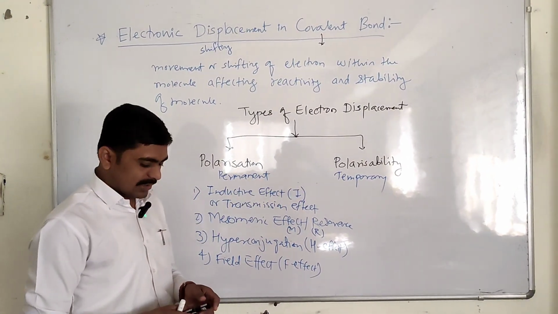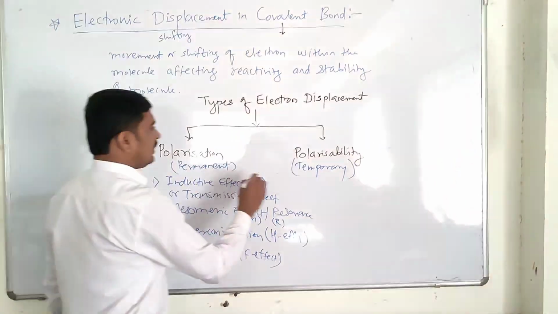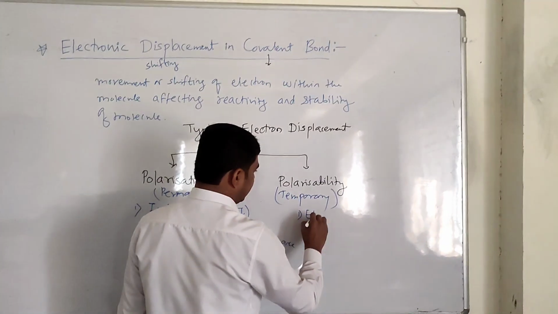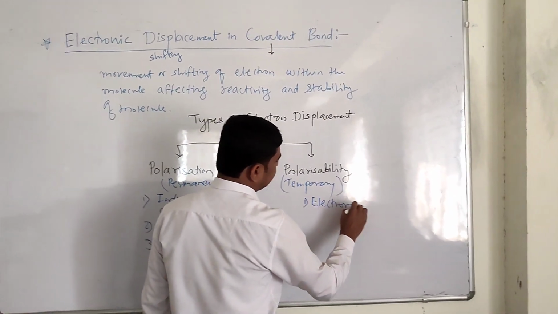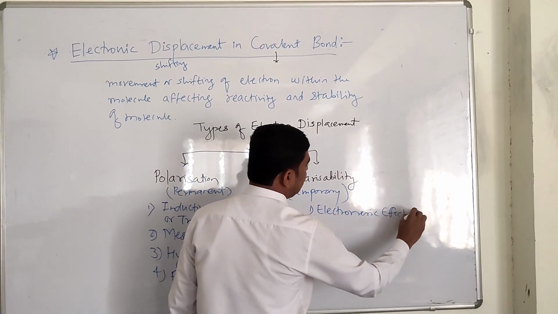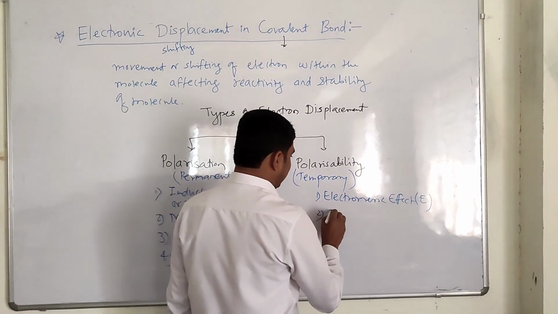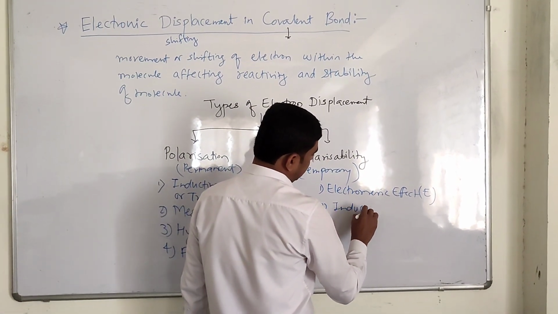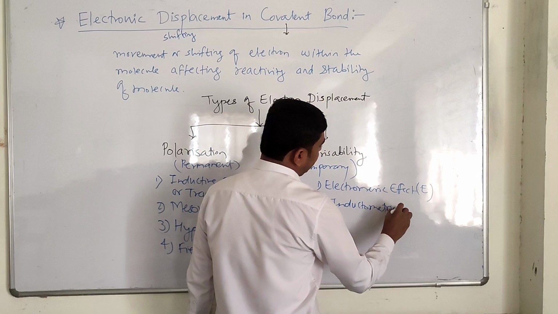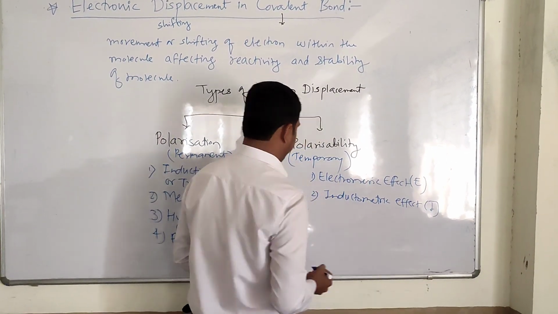The next one is polarizability, which is a temporary effect. Polarizability is again divided into two types: the electromeric effect, which we call the E effect, and the inductometric effect, the I effect. These effects are the temporary effects.